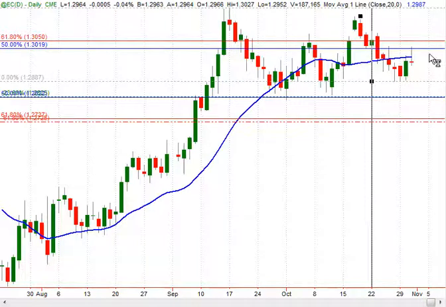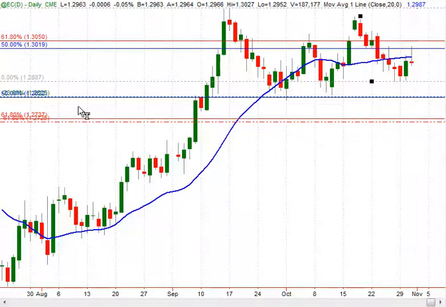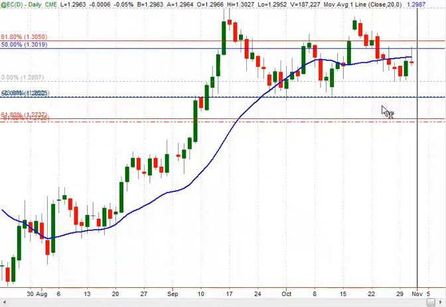Now you can observe that the first target of this short setup and resistance area nicely lines up to the 128.20-30 area, which is the area where you remember we had participation at the beginning of October, and we may get participation again at the end of November.